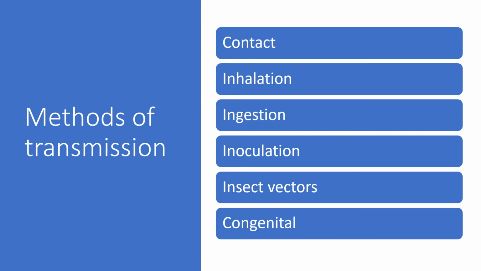How does the disease get transmitted? There are various vehicles by means of which the disease can get transmitted in the society. By contact, either direct contact or indirect contact with a source, by inhalation, by ingestion of pathogens, by inoculation, by certain insect vectors, and also by congenital route. We are going to see all this in detail.